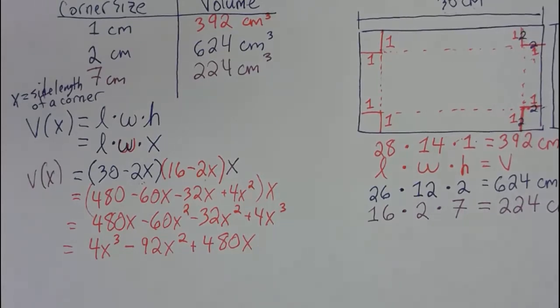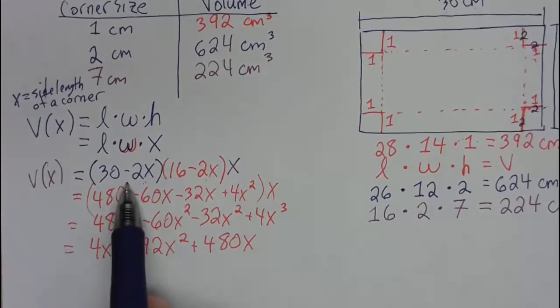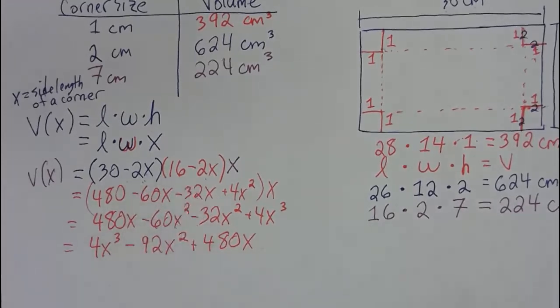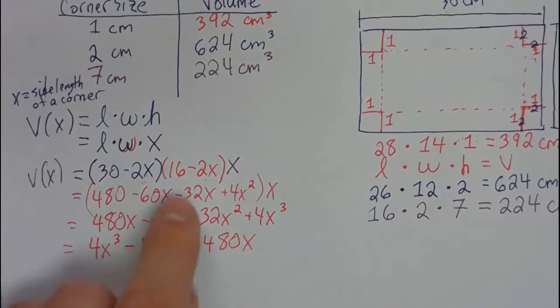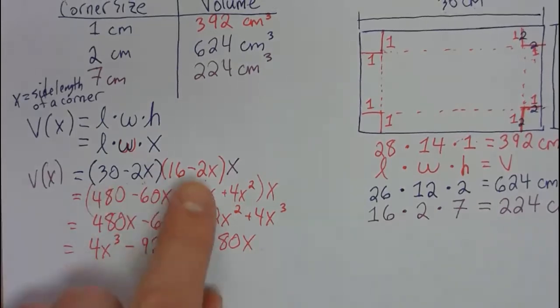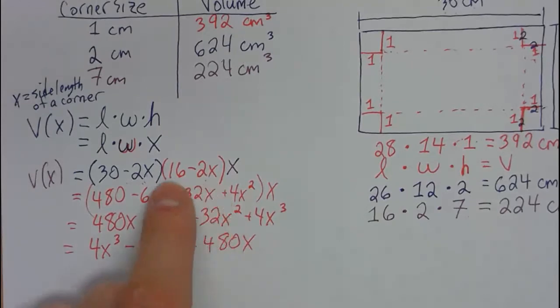So to figure out our domain, we have to look at our factored form. We don't want x to be 0. If x is 0, then there are no corners at all, and we don't have a box. So x has got to be bigger than 0. But we also don't want our length or our width to end up being 0 either. So we need to make sure we're not doing 16 minus 2 times something that would get the whole red part here to be 0. We also don't want to be subtracting more than 16 from 16. And then the same thing in blue.